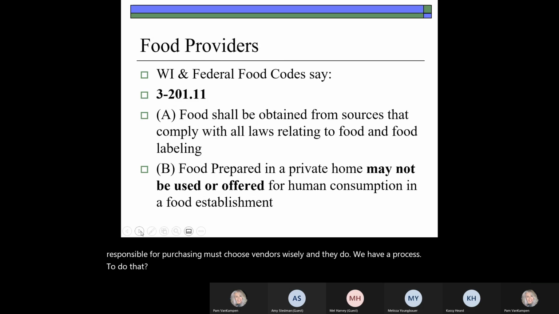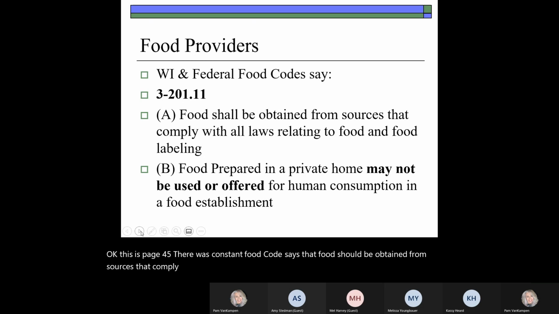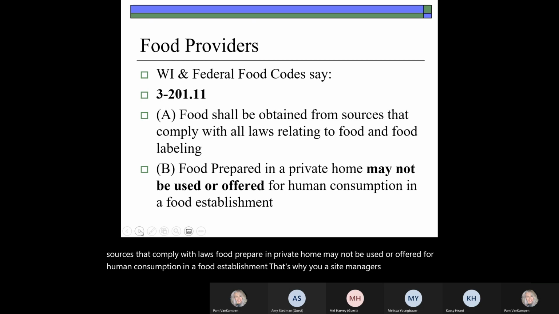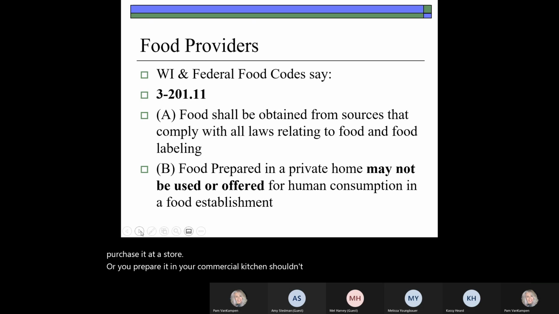Okay, this is page 45. The Wisconsin Food Code says that food shall be obtained from sources that comply with laws. Food prepared in a private home may not be used or offered for human consumption in a food establishment. That's why you, as site managers, also cannot make a cake for your folks and bring it in. If you want to do something nice for your folks and bring it in, make sure you're always talking to your nutrition director. But if they do allow it, make sure you purchase it at a store or you prepare it in your commercial kitchen. It shouldn't be prepared in a home kitchen.